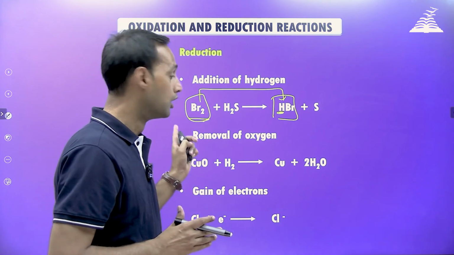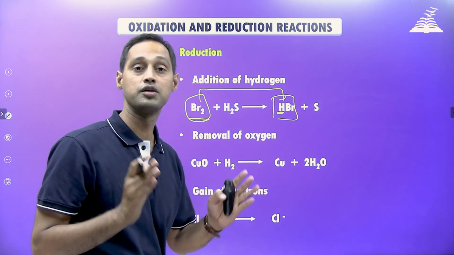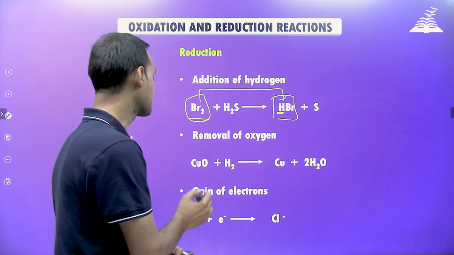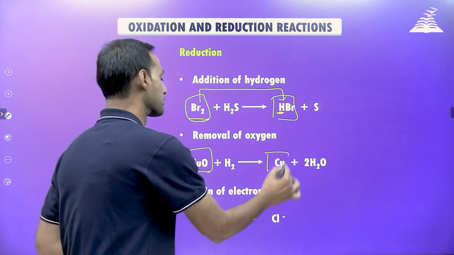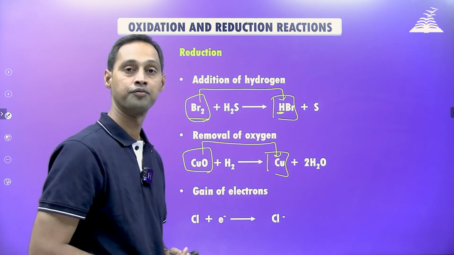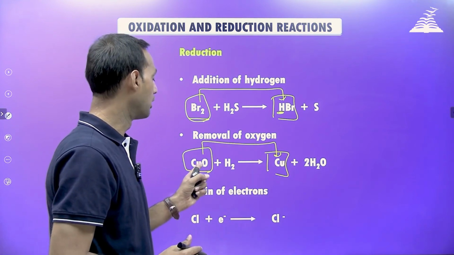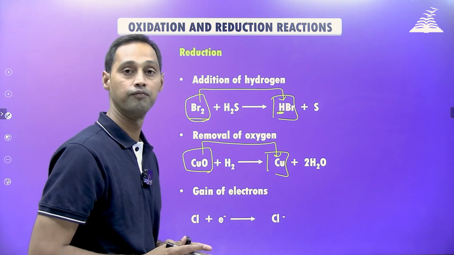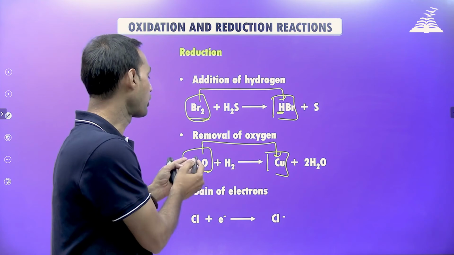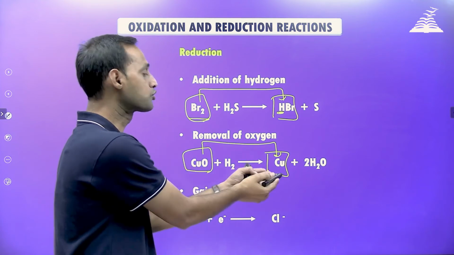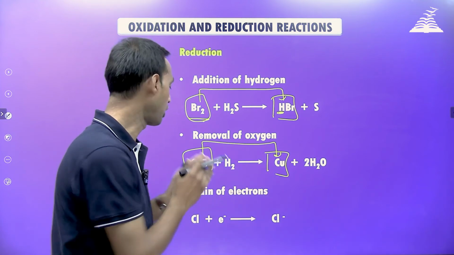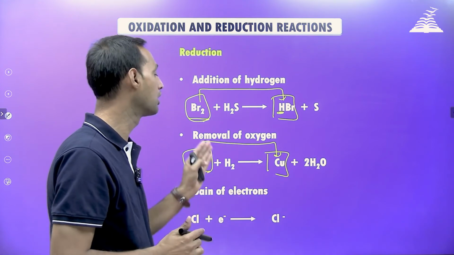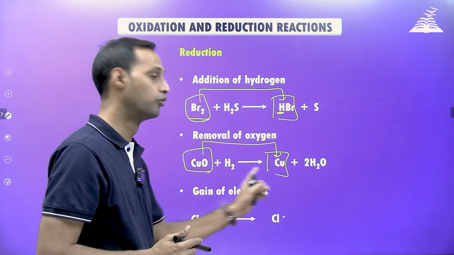Next, removal of oxygen is also considered a reduction reaction. Let us consider copper oxide to copper. Oxygen has been removed from copper oxide so that we get copper metal. So copper oxide got reduced to copper metal. Here we noticed removal of oxygen.